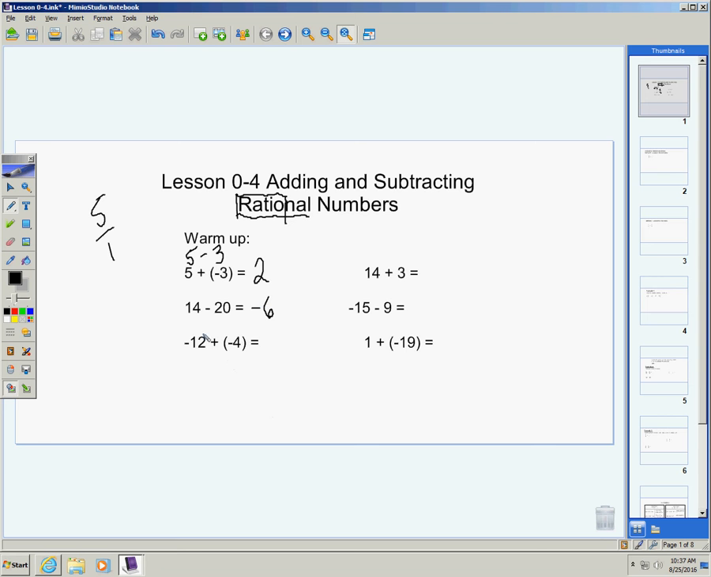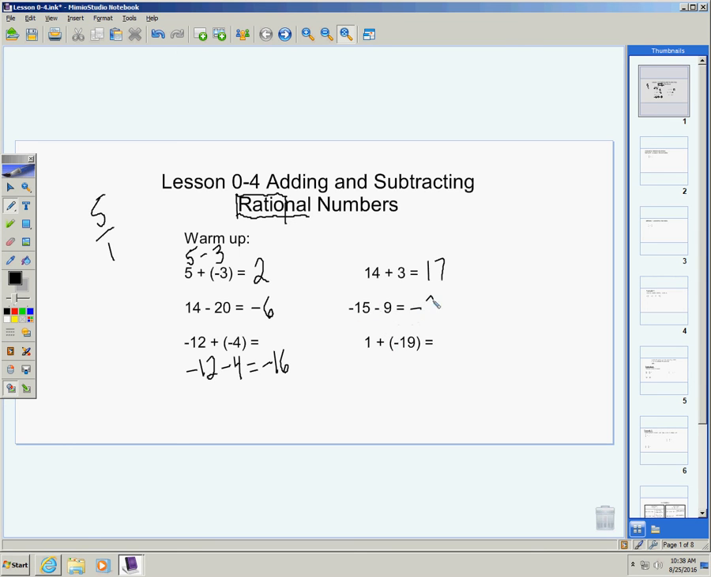Down here, negative 12 plus negative 4. I always say this time and time again, so hopefully it'll stick in your head. Adding a negative is the same thing as subtracting a positive. So negative 12 plus negative 4 is the same thing as negative 12 minus 4. Negative 12 minus 4 would give me negative 16. Here's an easy one. 14 plus 3 is just 17. Negative 15 minus 9. Remember, when you subtract a number from a negative number, it will stay negative. So negative 15 minus 9 would give me negative 24.